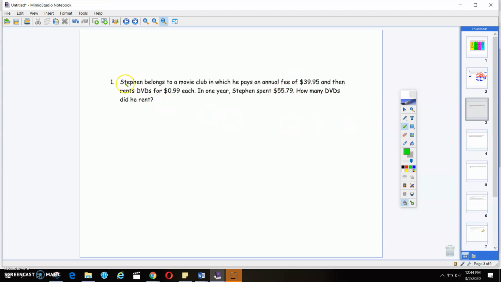So important pieces are the fact that his name is Stephen. And then, what else is important? Annual fee of $39.95. And then what else is important? 99 cents each. And then how much he spent in 1 year. All right, so there are 4 things that you will write down on your paper.